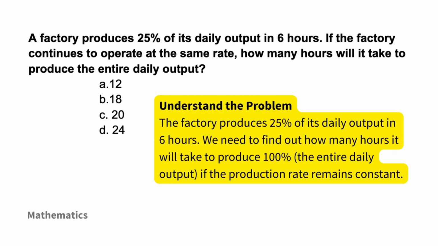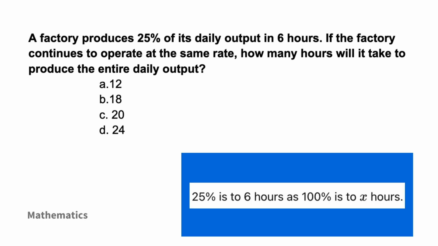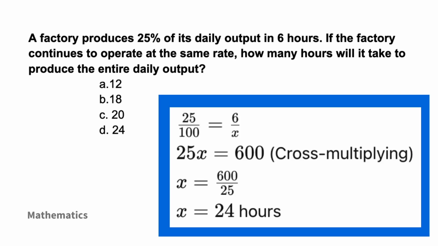Alrighty, now let's remember to understand the problem. The factory produces 25% of its daily output in 6 hours. We need to find out how many hours it will take to produce 100%, the entire daily output, if the production rate remains consistent. So now it's time to set up the proportion. We know that 25% of the output takes 6 hours. We set up a proportion to find the time it takes to produce 100%. That's our goal. And now what we need to do is solve the proportion using the rule of cross multiplication in order to find the letter x.